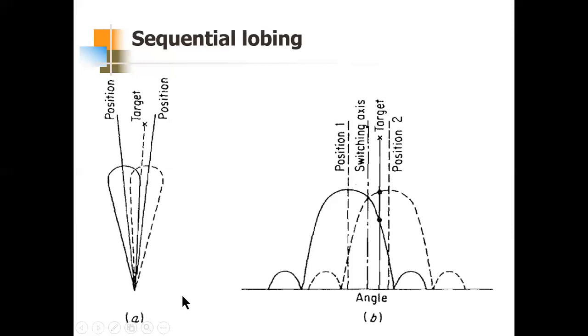Now the other names for sequential lobing are lobe switching, or sequential switching. So the three names which you can see for the same process are lobe switching, sequential switching, or sequential lobing. In this figure A, you can see the polar representation of the antenna beam in the two switched positions, right? The same is shown in this figure in a rectangular coordinate system. Now, the error signal is obtained from a target which is not located on the switching axis.